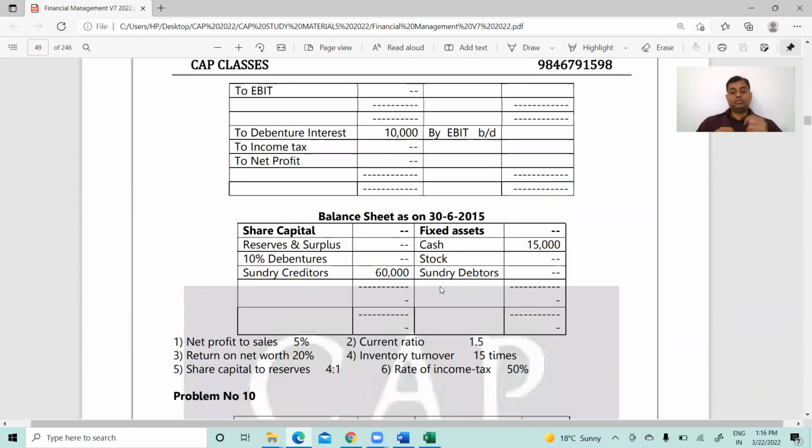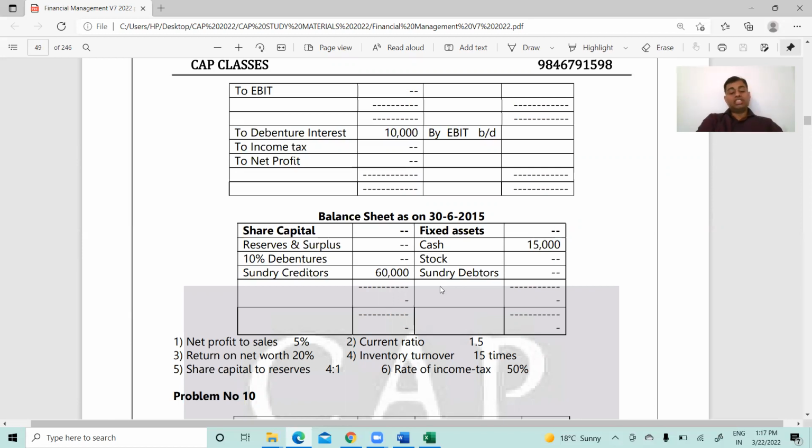Balance sheet as on 30th June 2015. Share capital dash. Reserves and surplus dash. 10% debentures dash. Sundry creditors 60,000. Fixed assets dash. Cash 15,000. Stock dash. Sundry debtors dash. Okay, continue. Net profit to sales 5%. Return on net worth 20%. Current ratio 1.5:1. Inventory turnover 15 times. Share capital to reserves 4:1. Rate of income tax 50%.